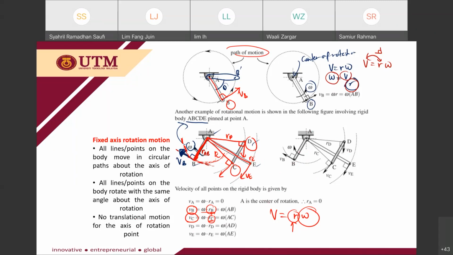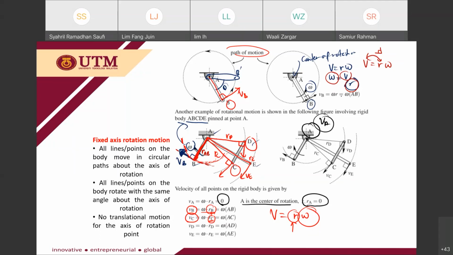All right, there is one more thing here. The translational velocity V for the center of rotation, VA, will be 0. Why? A is the center of rotation and you don't have a distance. RA is equal to 0. Basically A is a fixed center of rotation. Fixed means that it's not in motion. So A cannot move, that's why VA is equal to 0.